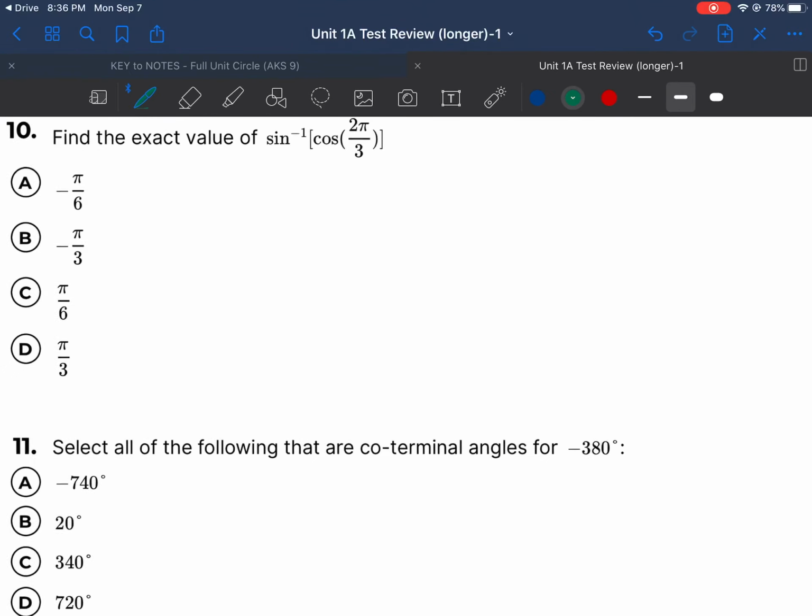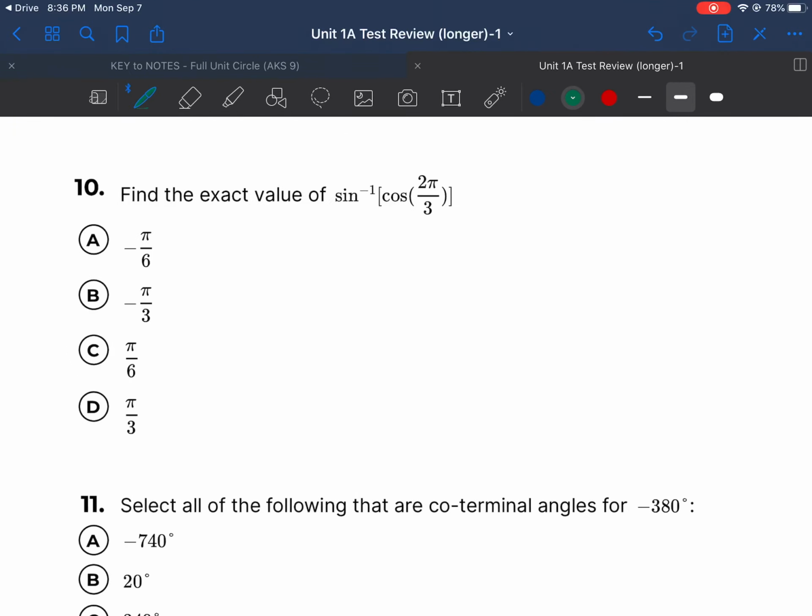All right, number 10, find the exact value of the inverse sine of the cosine of 2 pi over 3. Now remember that this is called a trig composition. We have an inverse trig function and a trig function, and we want to start with the inside of the composition, which is the cosine of 2 pi over 3. So let's go ahead and start there. The cosine of 2 pi over 3.